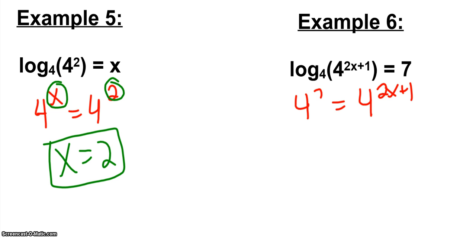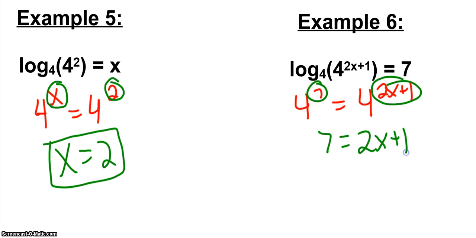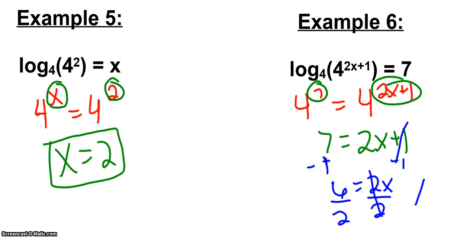Okay, again, now we have the same base, so set our exponents equal to each other. So 7 equals 2x plus 1, and now we want to solve for x. So I have to subtract 1, sorry. So 6 is equal to 2x. Divide by 2. So x equals 3.